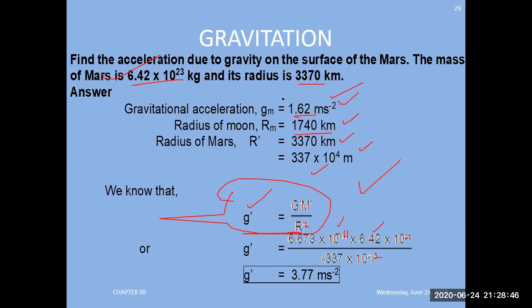Its value is 6.42 into 10 raised to power 23. So this is more visible. If you put the values, you will be able to calculate. What you need is to understand the formula to calculate the value of g at different places.